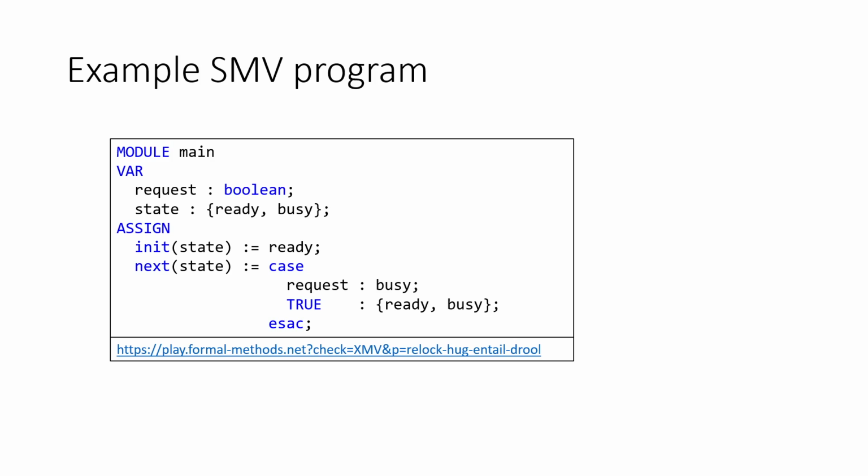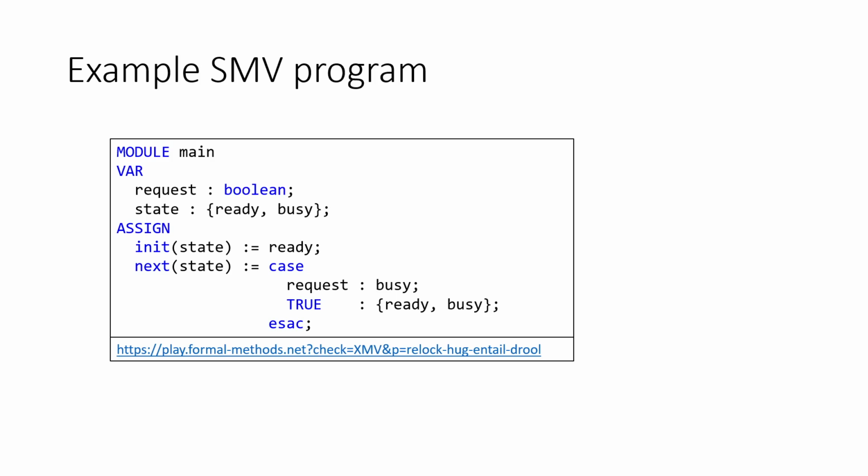Then these are the assignments that define our transitions in the transition system. So the initial state, we say we are in ready. And then the next state, we do a case distinction. If there's a request, then the system will go to state busy because now it needs to work on that request. And this true means basically otherwise. So it's like a case distinction. If there's a request, go to busy. If it's true, we don't care what to do. We don't care what other properties might be true. Always do any of these. So this is already pick either ready or busy.